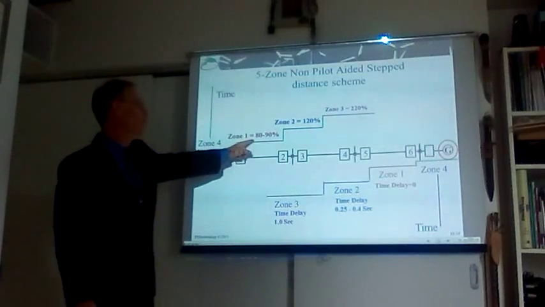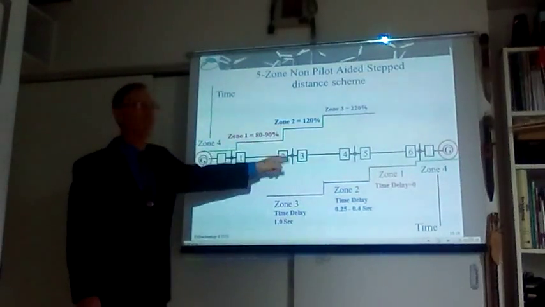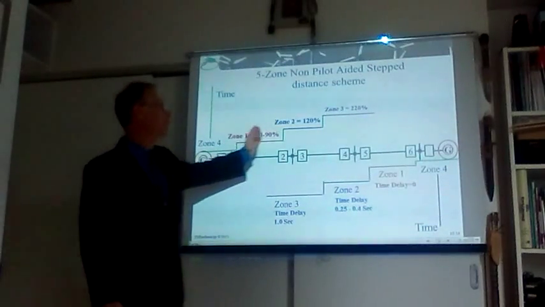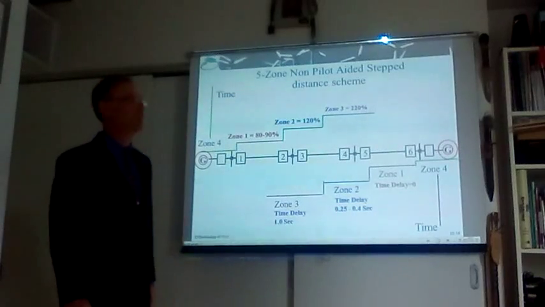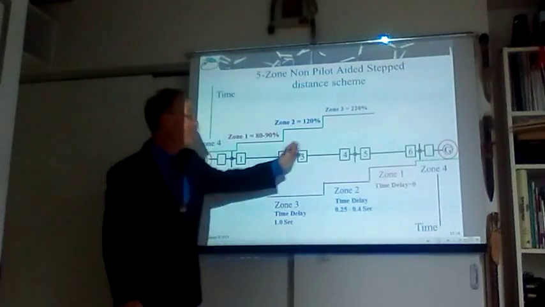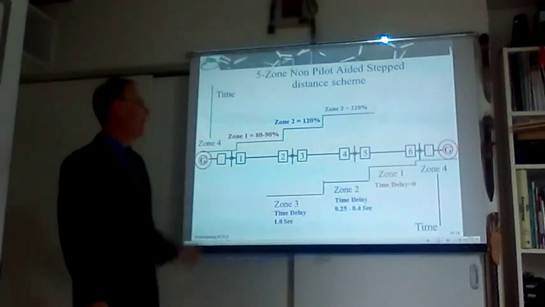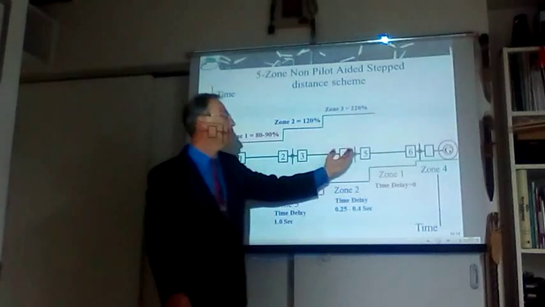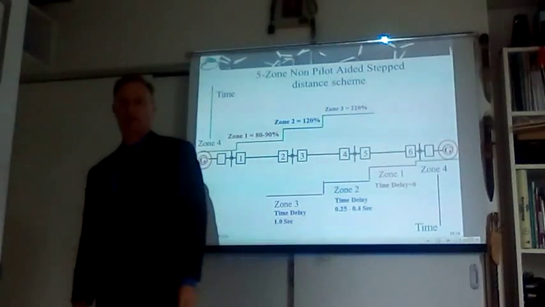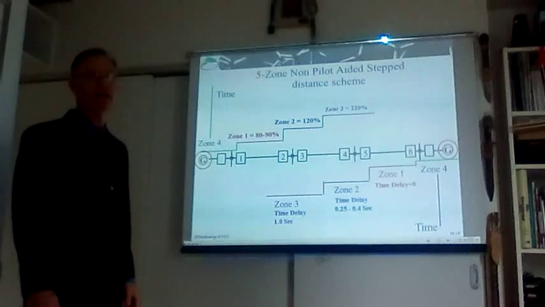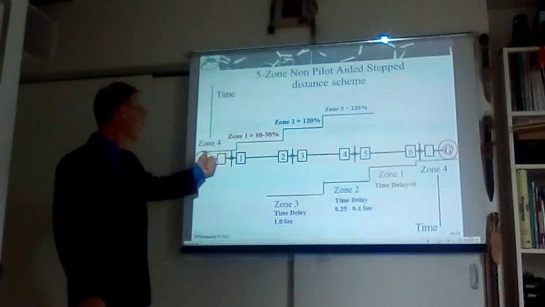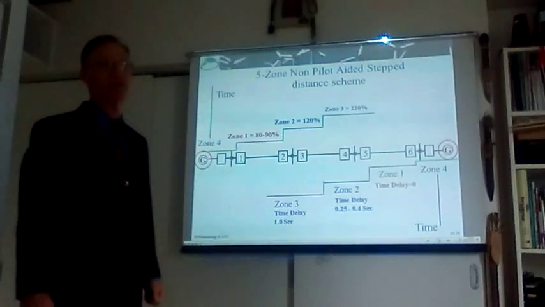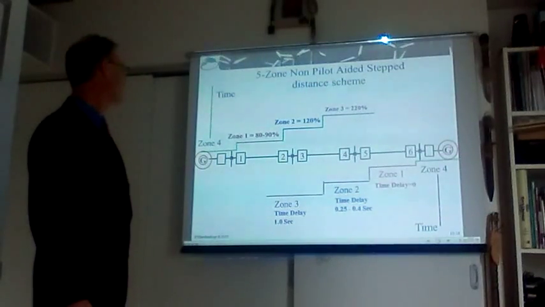The first zone will go to about 80–90% of the length of the line. The second zone of protection will go to 120% of the line, meaning the full line plus 20%. And the third zone will go all the way beyond the first line, second line, and 20% of the third line. When we look in reverse, for zone 4, we are looking at about 25–30% backwards of the line.